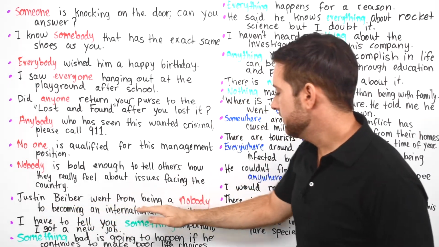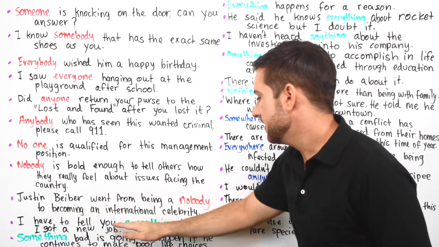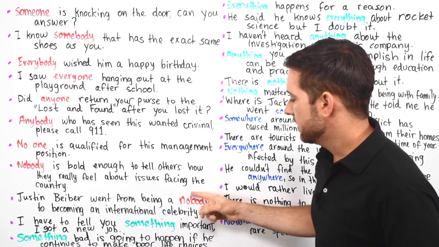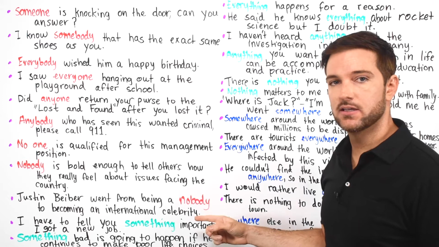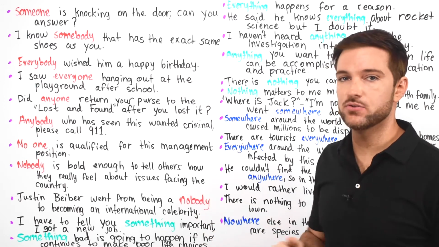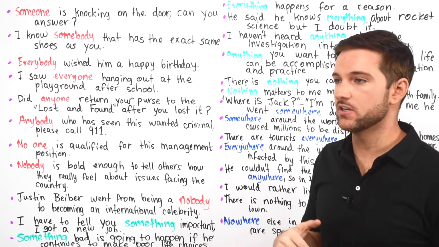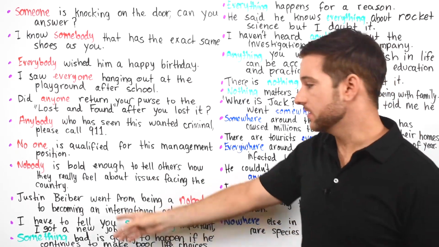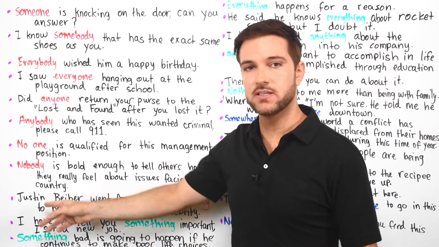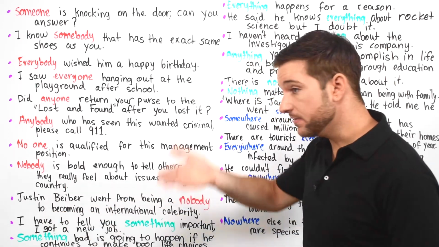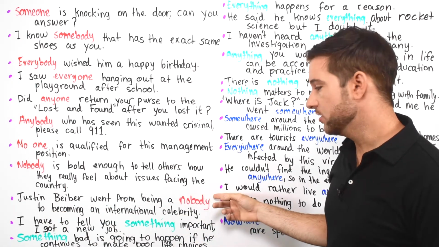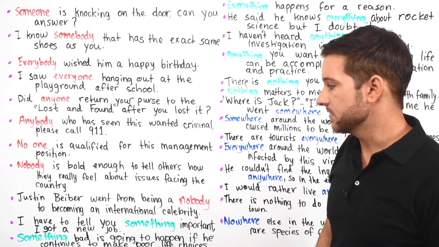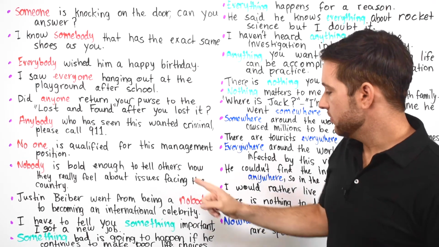Justin Bieber went from being a nobody to becoming an international celebrity. Here we have the word nobody, but we're using it more like a noun, to describe somebody who is not famous, who is not well known. The opposite of Justin Bieber, because Justin Bieber's extremely famous in the world. But before, he was a nobody. Nobody knew him. All right, guys, so we have no one, nobody.